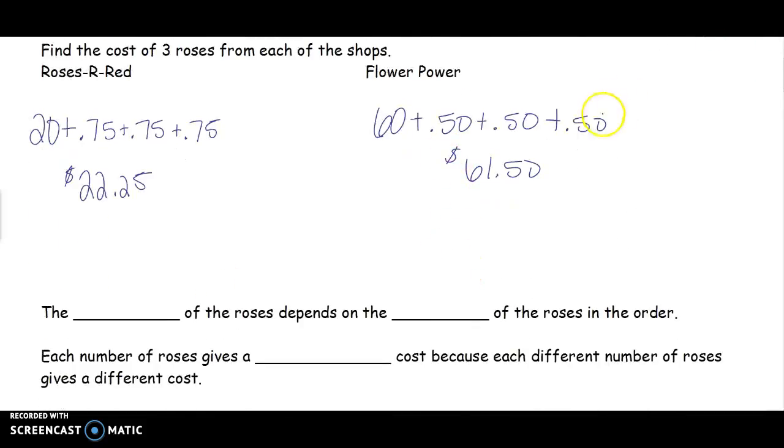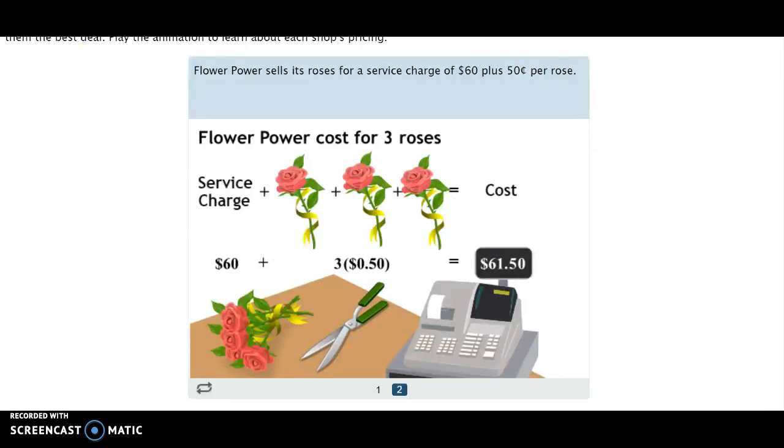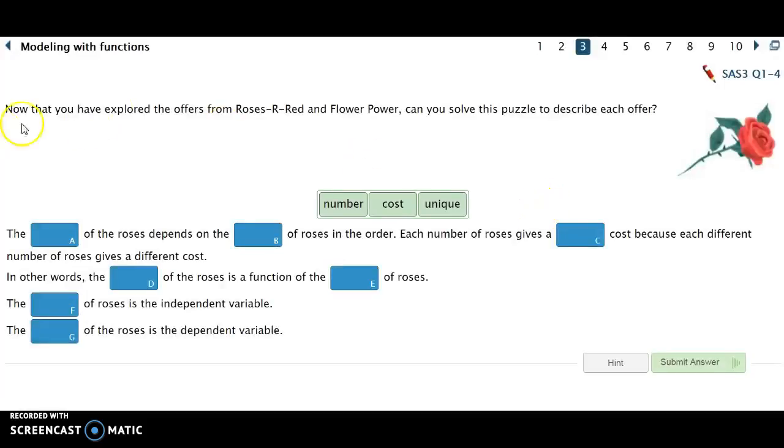Okay, all of these blanks are going to be in the animation that I show you next. It says, now that we've explored the offers from both of those, let's solve the puzzle. It says the blank of the roses depends on the blank of the roses in the order. So we would say the total cost, that's your first blank, of the roses depends on the number of roses in the order.